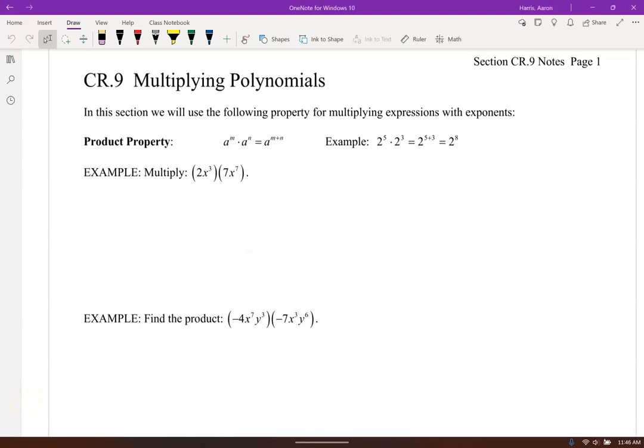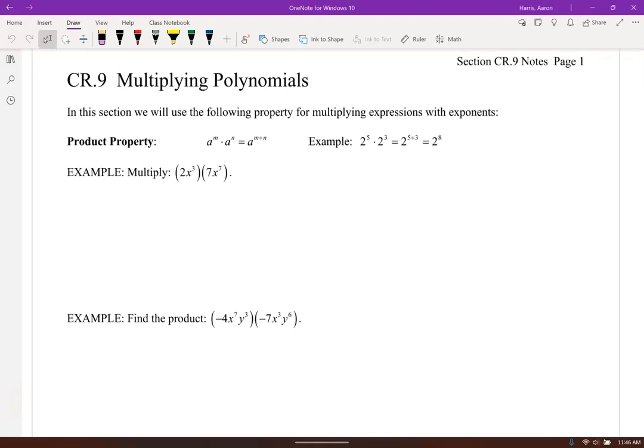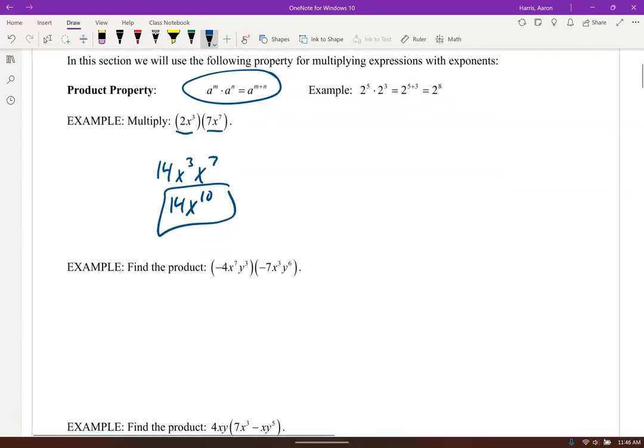Critical review 9 is multiplying polynomials. If you remember the product property, a to the m, if they have the same base, you can add the exponents when you're multiplying. Here we have two monomials we're multiplying, so let's go ahead and multiply the coefficients. 14, x to the third times x to the seventh will give us x to the 10th when you add those up. All right?